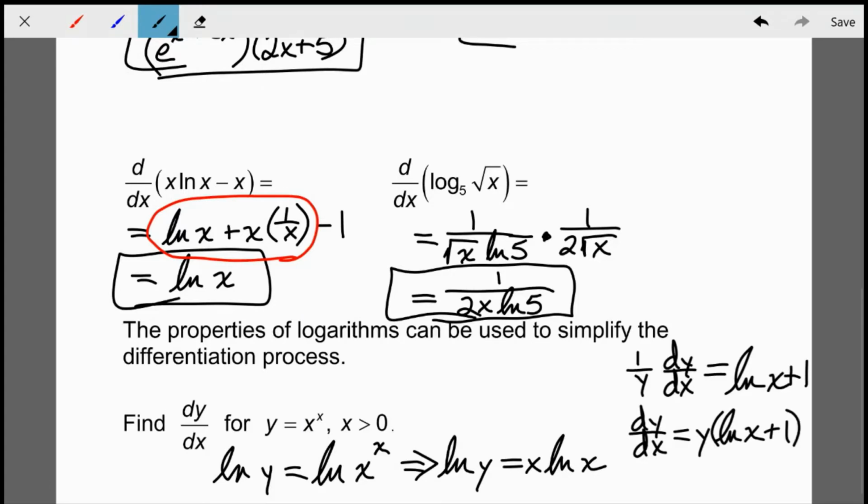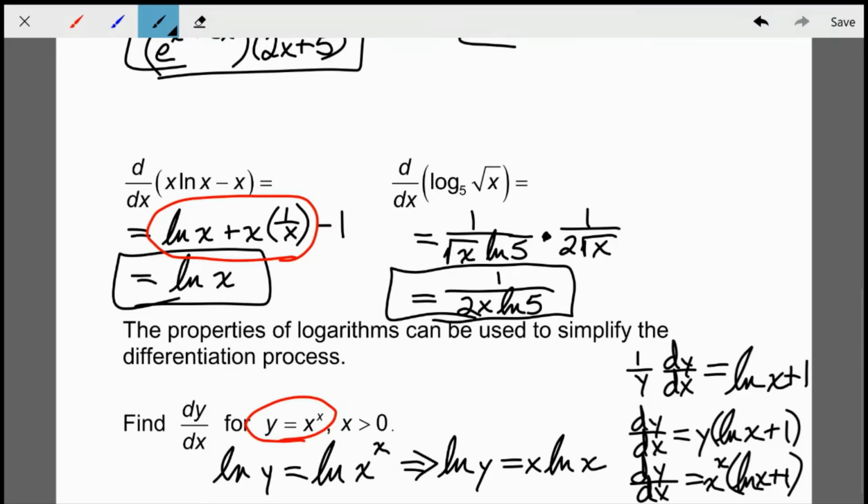And the last step here, remember at the beginning, we know what y is. y is x to the x power. So our derivative is going to be equal to x to the x times the natural log of x plus 1.